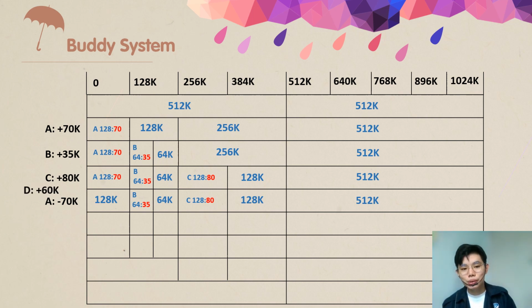Same goes to D. D is coming in. What I mentioned just now is that the 128 will be finding another process. For this case, the 60k.